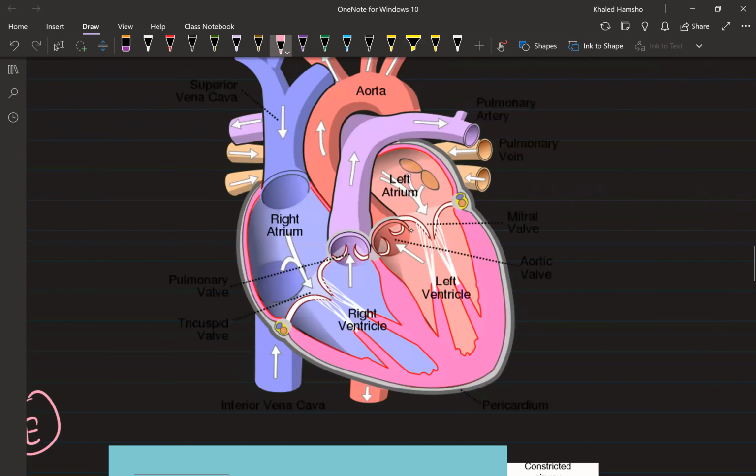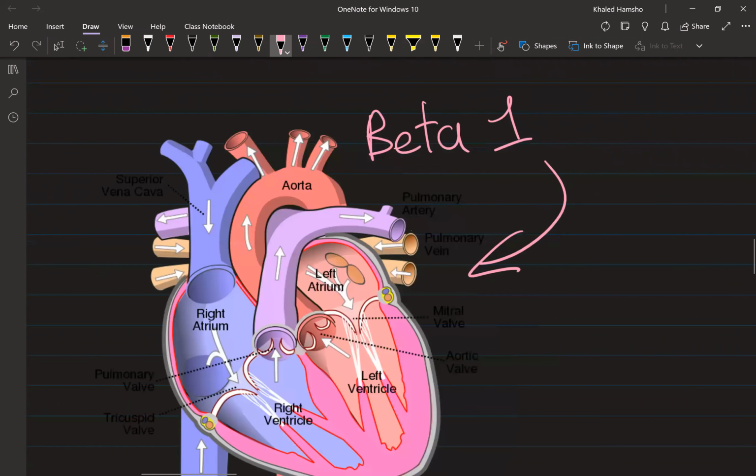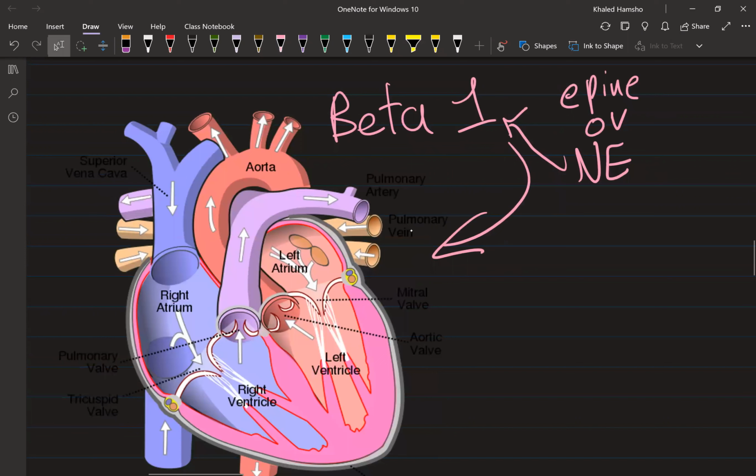So beta 1 is found on the heart. What it does is that epinephrine or norepinephrine will come, bind to this beta 1 receptor, and then you know what the sympathetic nervous system does to the heart? It increases the heart rate. It makes your heart go faster. This is how this works. Increases heart rate.